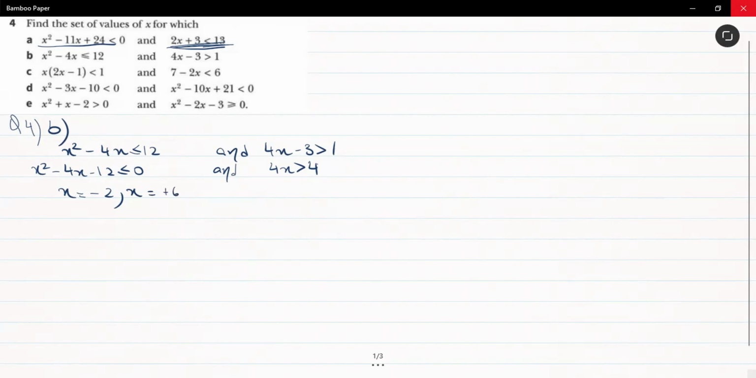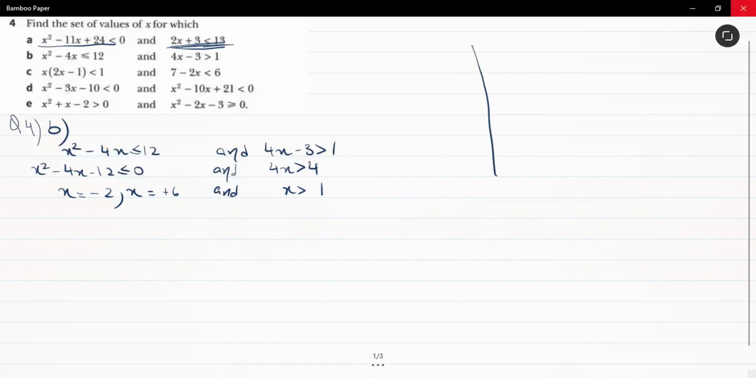Okay, so these are the 2 points at which the x-axis is being crossed, meaning the y is 0. And for the other one, we have 4 divided by 4 is 1. So x is greater than 1.